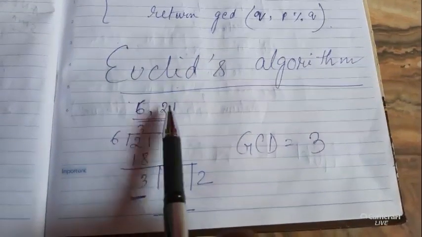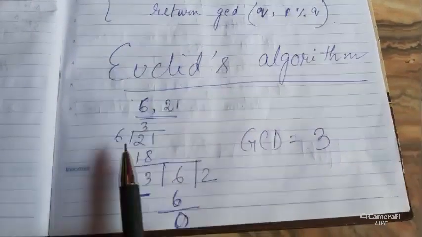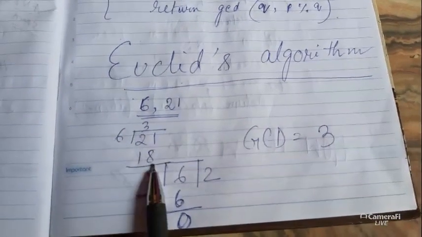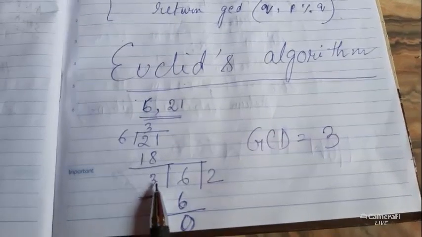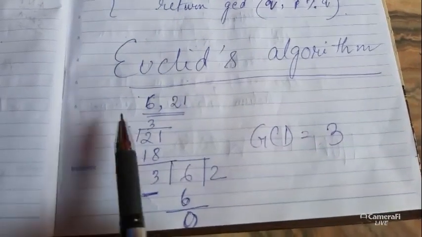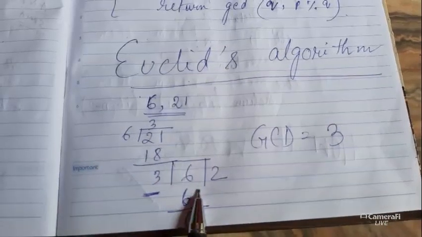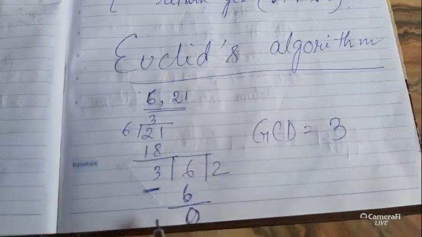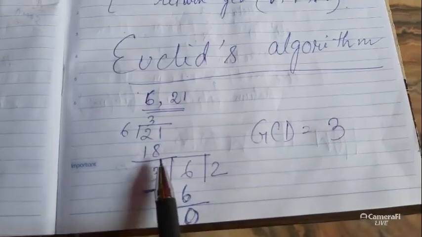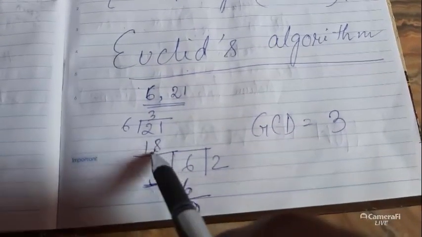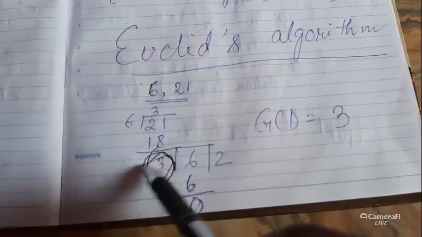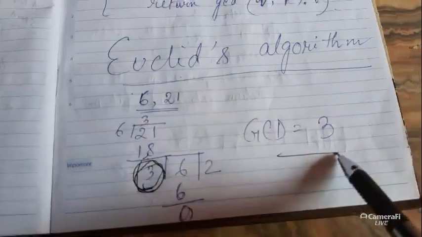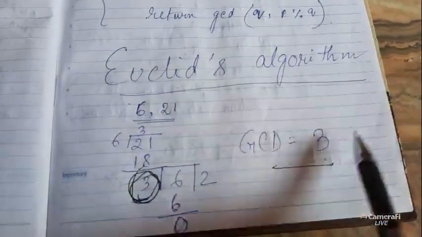So here is the technique: 6, 21. We have to find the GCD. So I am dividing 21 by 6. 6 3s are 18. Remainder is 3. Now I am taking this remainder as the divisor, and I am taking this divisor as the dividend. So I am taking 6 here. Now 3 2s are 6. So ultimately the remainder is 0. When the remainder becomes 0, that particular divisor is called the GCD of those two numbers. So here the GCD is 3. You can see.